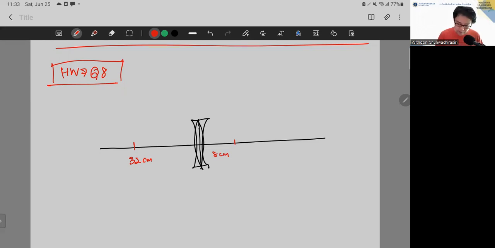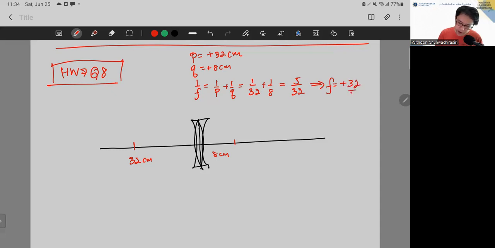So what you have over here is, the P is 32 centimeter. The Q is positive 8. You guys with me with the sign? Okay, just to be clear, it's positive 32 centimeter for the object distance, and the image distance is positive 8 because it's real, it appears behind the lens. Everything is positive for the image there. So from here, you can calculate the focal length right away. It's 1 over P plus 1 over Q, and you can see it's definitely going to be positive. It's 5 over 32. So that means your focal length is positive 32 over 5.